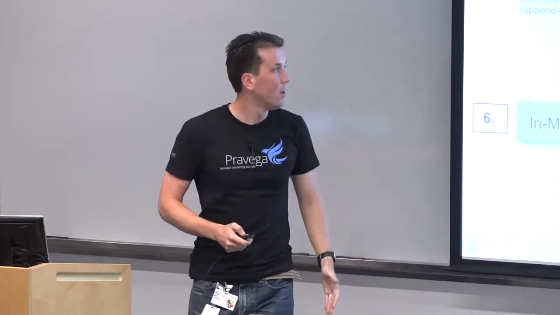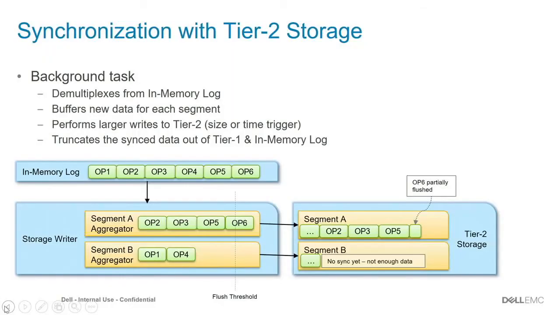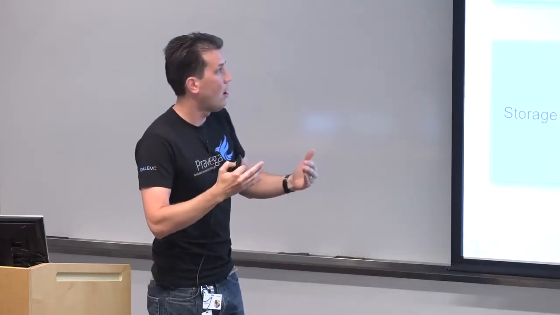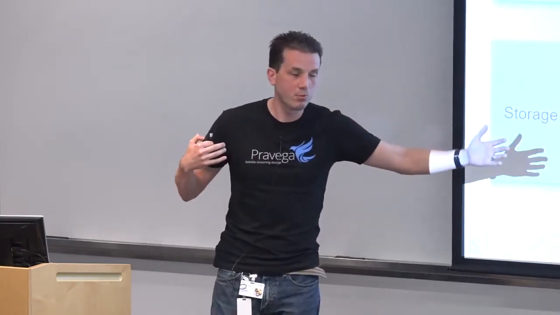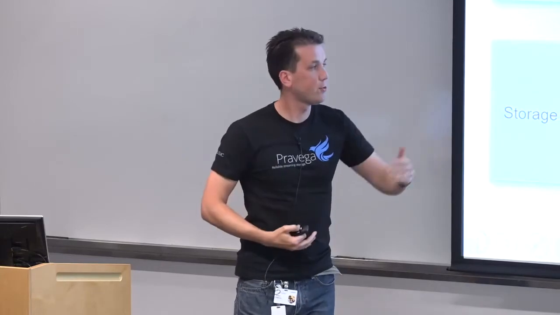And then after we have them in memory, well, we have to get them out of that tier one and into tier two. And we have to do this without any user intervention. So we have some automated mechanisms inside the segment store, which based on some triggers, either based on how much data we've accumulated or how much time has elapsed since the last time we wrote, we take operations, we batch them together, and we write them to tier two.